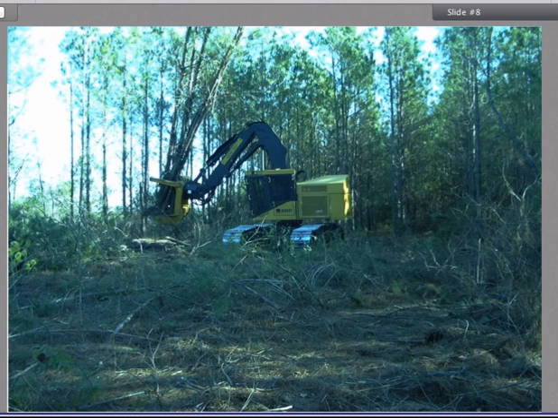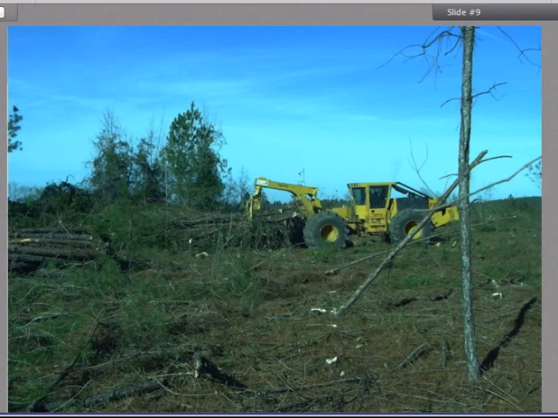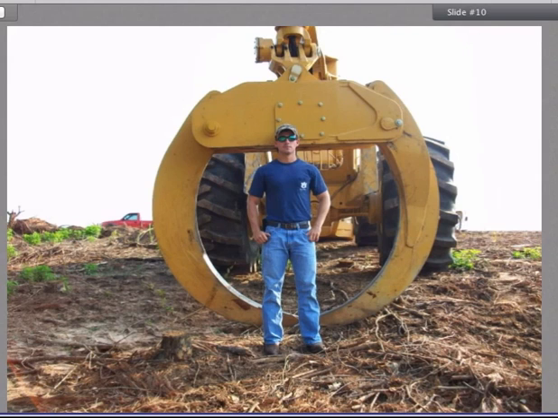Very high production system. We mated it with a fairly large Tiger Cat skidder. This was a 630 with quite a large grapple on the back to handle the multitude of small diameter stems that would be piled by that feller buncher.